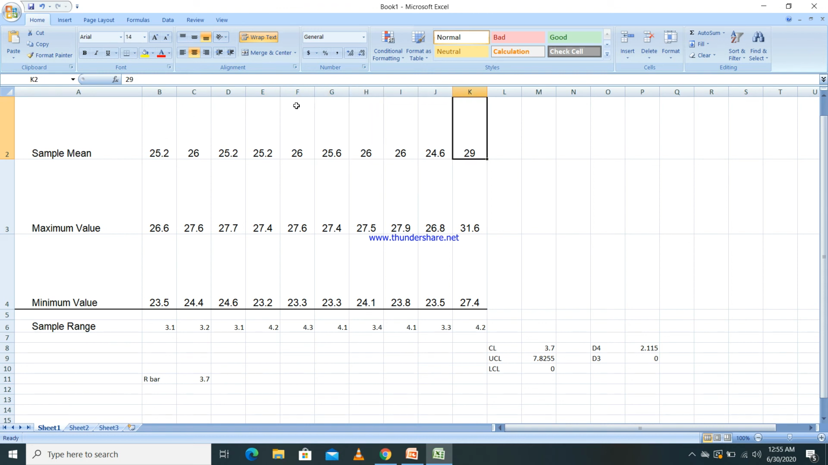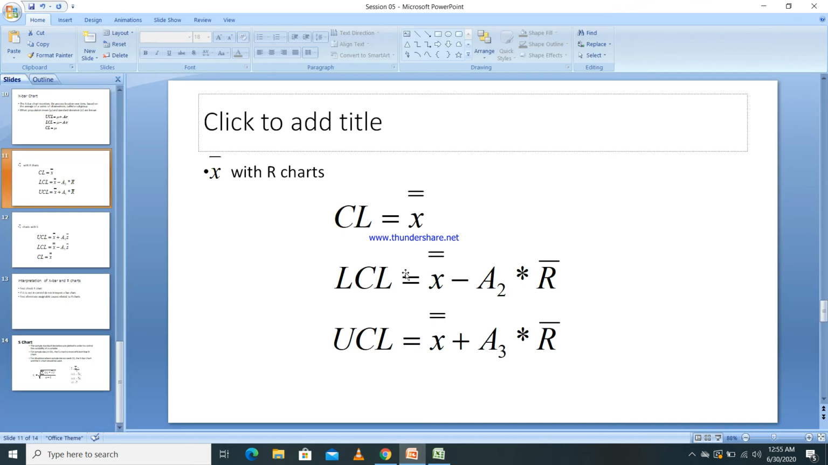So if you take the mean of all these 10 means, that will give you the X double bar value, right? So that can be substituted here. And for LCL and UCL, you can see the formulas are X double bar minus A2 times R bar, and X double bar plus A2 times R bar. So X double bar and R bar we know how to calculate.